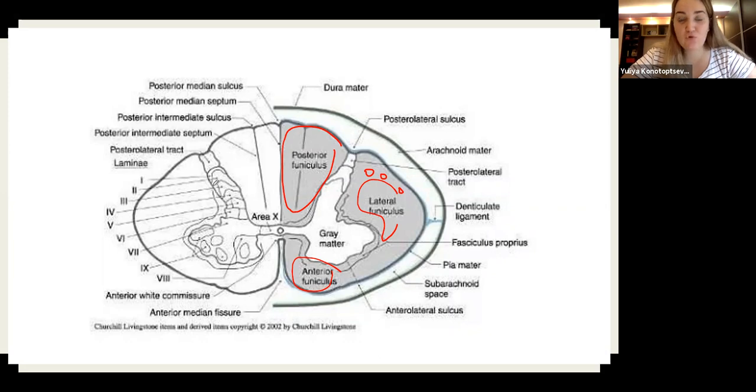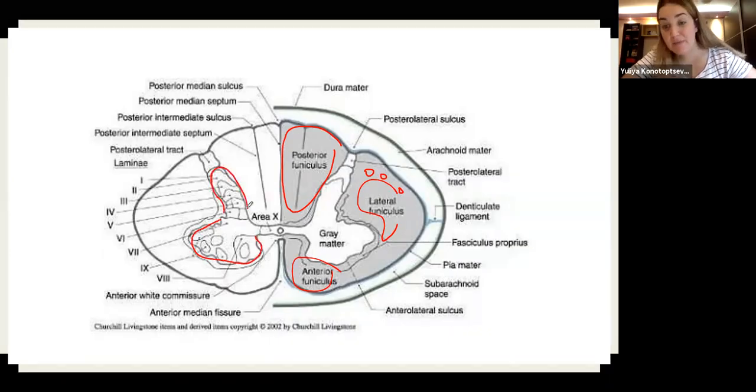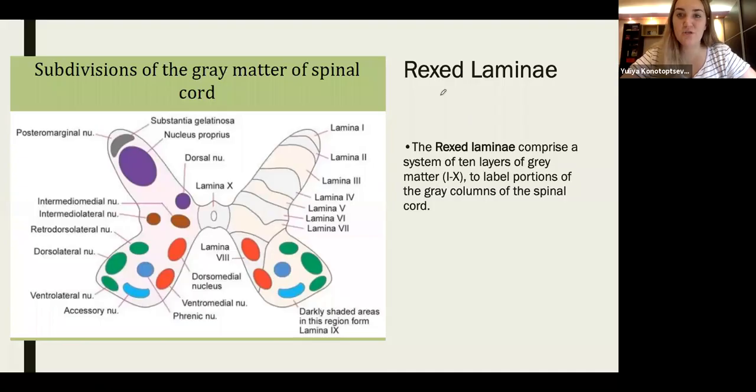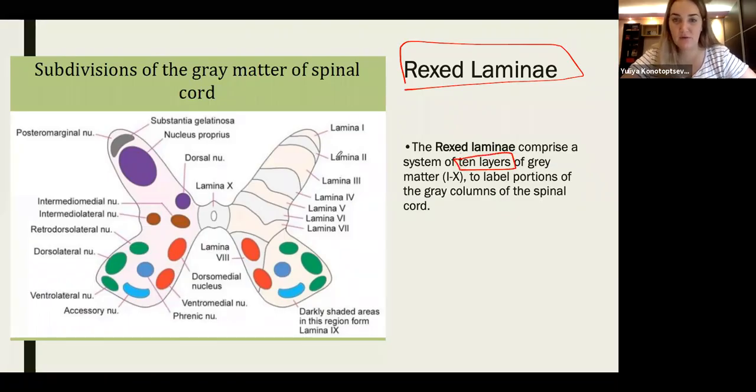Gray matter is also going to be organized, right? We can see that this is the anterior horn. This is the posterior horn. And in some cases, we will also have a lateral horn. It's not everywhere, but it is present in the spinal cord where we have an additional lateral horn. So the gray matter is organized into the Rexed laminae. Rexed laminae consist of 10 layers.